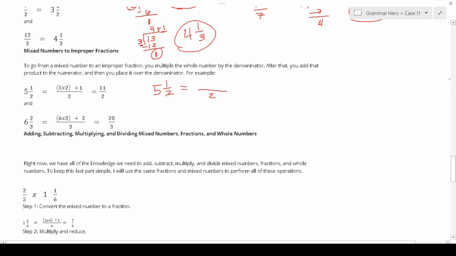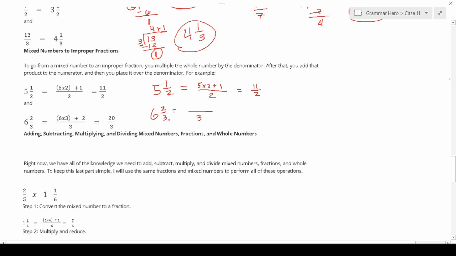So whole number times denominator, that's 5 times 2, plus numerator, that's 1. 5 times 2 is 10, plus 1 is 11, so this is 11 over 2. Again, let's convert this one now, 6 and 2/3. Again, algorithm. Whole number times denominator plus numerator all over the denominator.